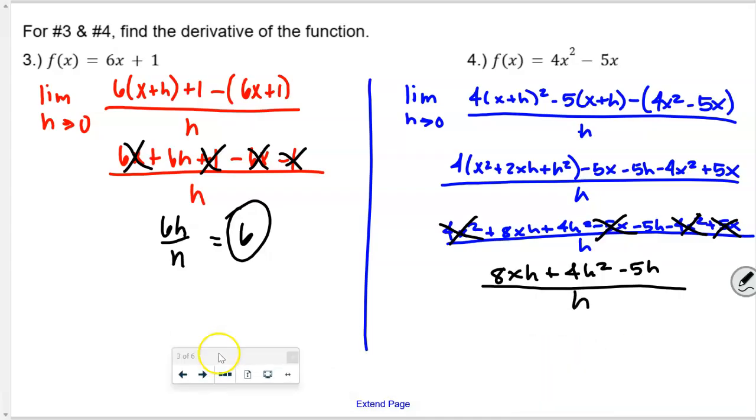So again, we're simplifying, right? So this is going to be 8x, plus 4h, and minus 5. Now we're going to do our limit as h approaches 0. So once again, that's going to make this guy right here 4 times 0, so that's going to go away. So this is going to be 8x minus 5.